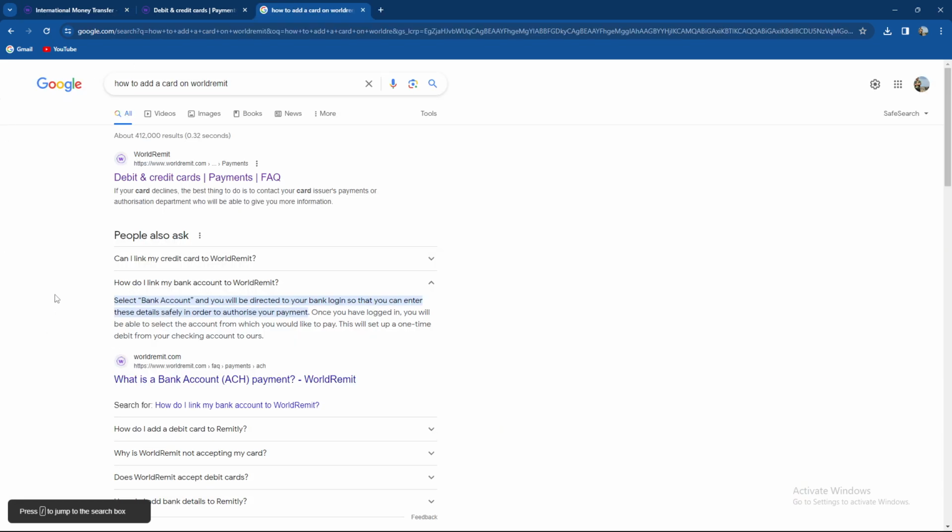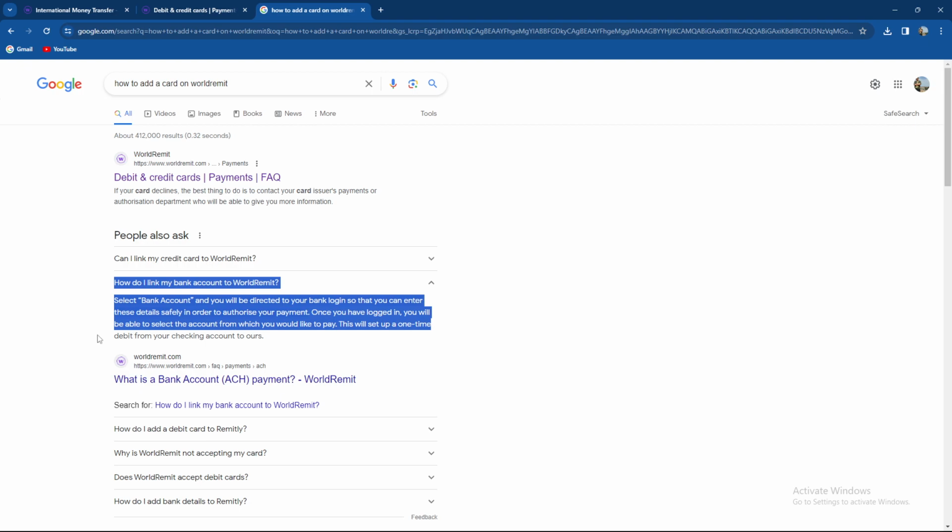And also, if you want to link your bank account or credit card, select bank account and you will be directed to your bank login so that you can enter these details safely in order to authorize your payment. Once you have logged in, you will be able to select the account from which you would like to pay.